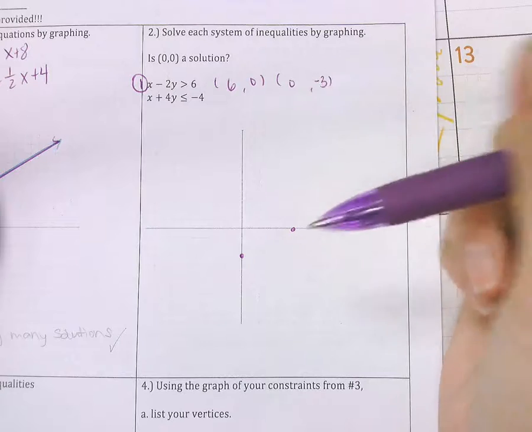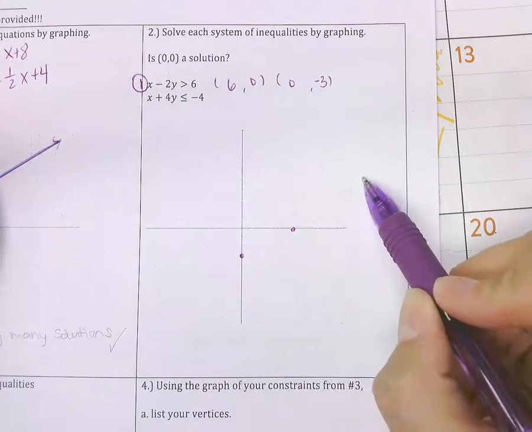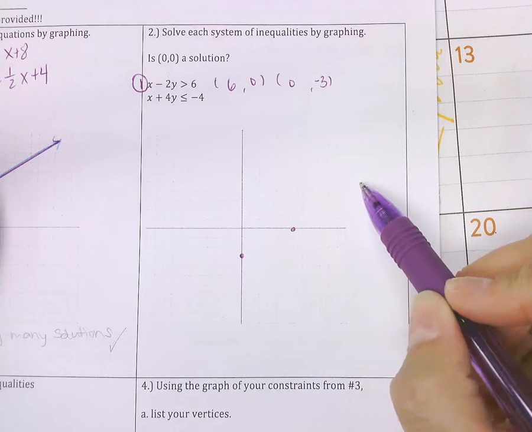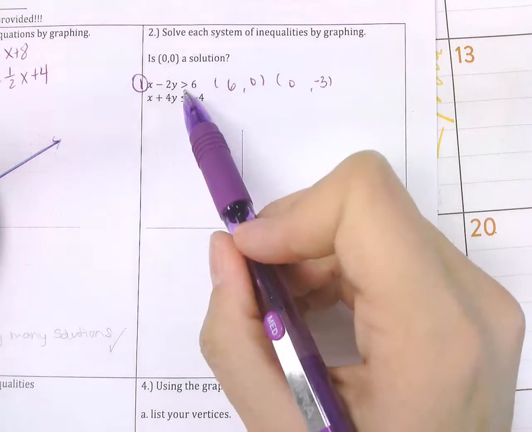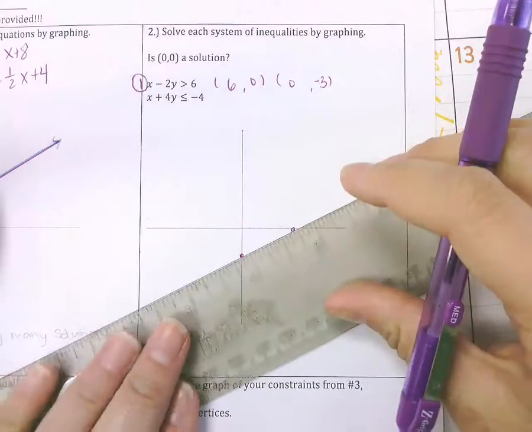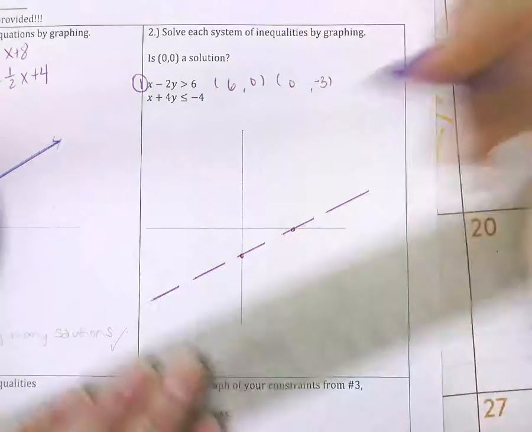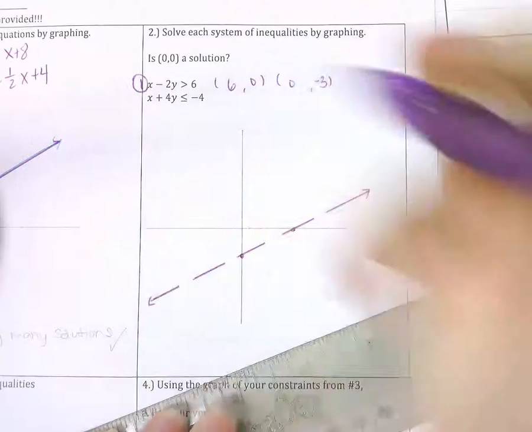This is a system of inequalities. It's not a linear programming one, so you can't just automatically know that it's a solid line. You have to check this. This is a dashed line. If it says less than or greater than, it's a dashed line. If it says less than or equal to or greater than or equal to, it's a solid line.